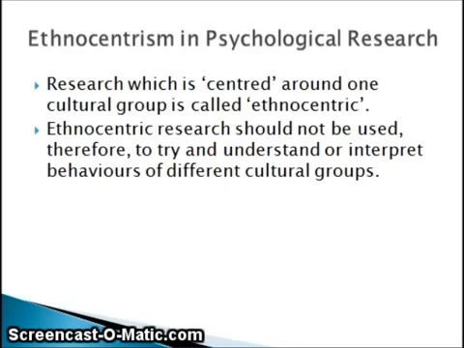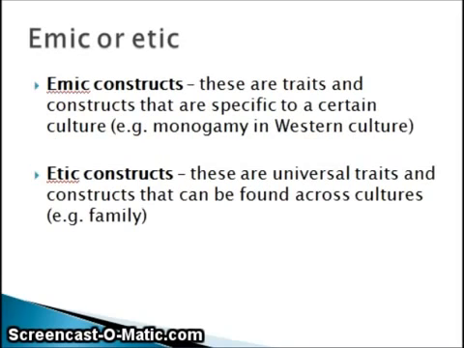So research which is centered around one culture is called ethnocentric. All of this is just different ways of talking about what ethnocentrism is. I have some notes on it, and we can expand on this in class. So, for example, we have what we call an emic construct and an etic construct. So an etic construct is a universal trait. This is something that is found across all cultures.